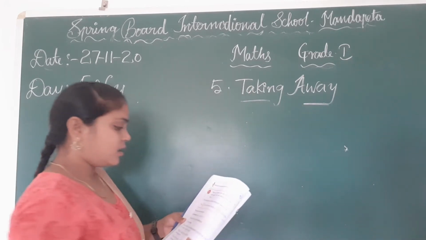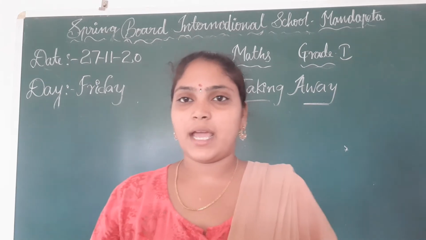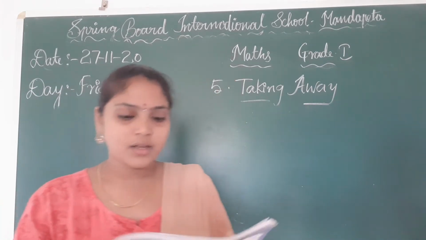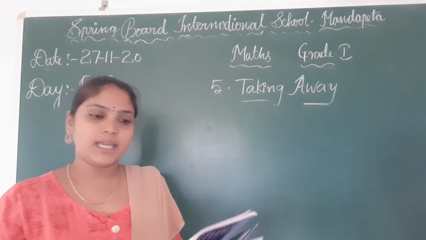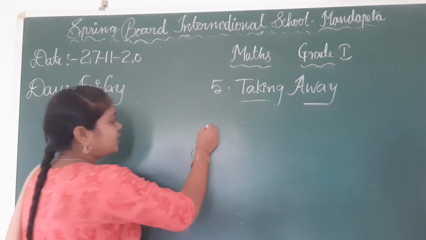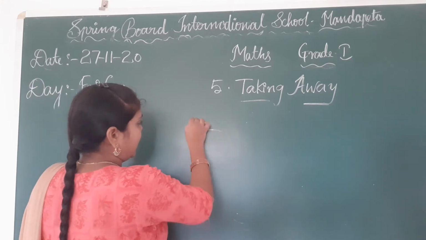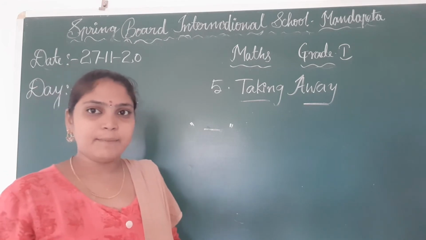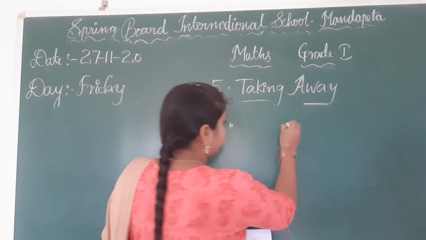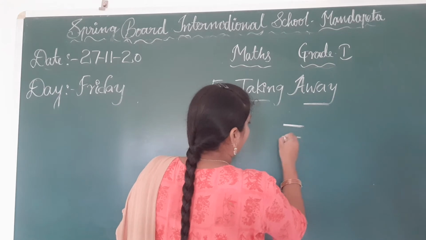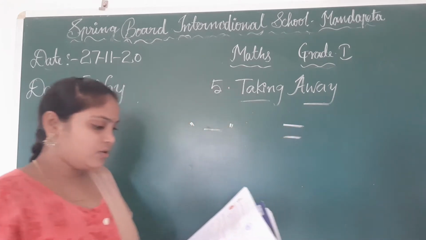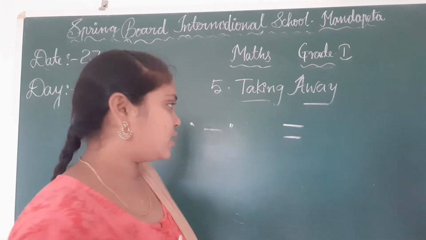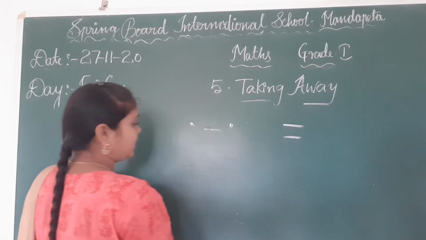We use signs to show subtraction. Okay, we use signs to show subtraction. So what does subtraction mean? Taking away. And we use minus. This is the symbol for subtraction. Okay, minus is the symbol for subtraction and this is the equal to symbol. The answer we get is called difference.